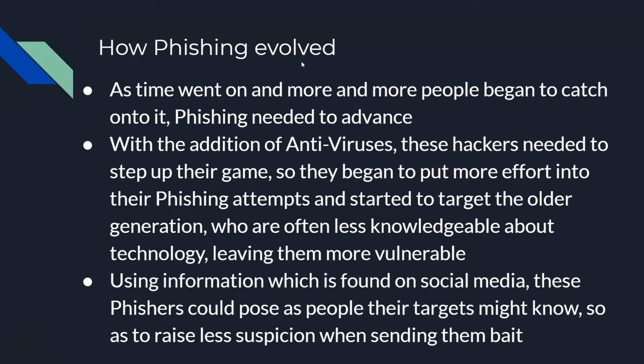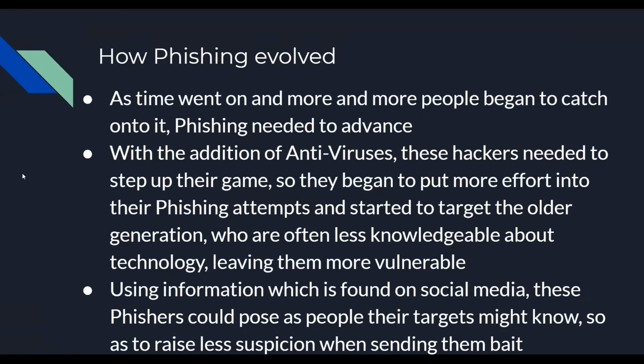So let's look at how phishing has evolved since then. As time went on and more people began to catch on to it, phishing needed to advance. And with the addition of antiviruses, which are certain apps that you can download onto your computer that help act as a block for phishing and viruses, we could explore that a bit more later, maybe in our breakout rooms, about the different antivirus softwares. But once those were added, hackers needed to step up their game. So they began to put more effort into their phishing attempts and started to target the older generation, who are often less knowledgeable about technology, which leaves them more vulnerable. And using the information found on social media, these phishers could pose as someone their targets might know, so as to raise less suspicion surrounding the bait.